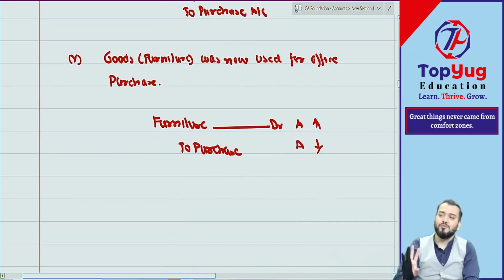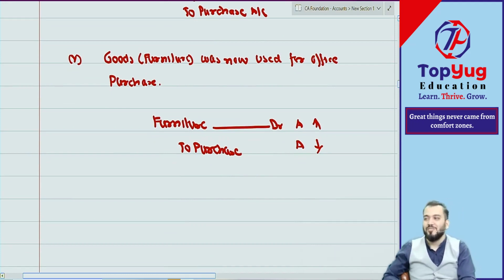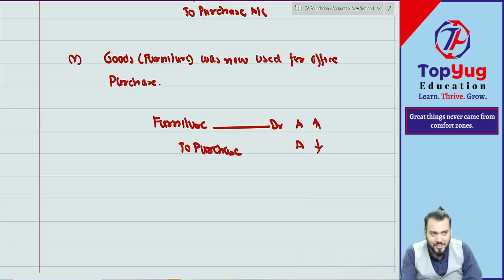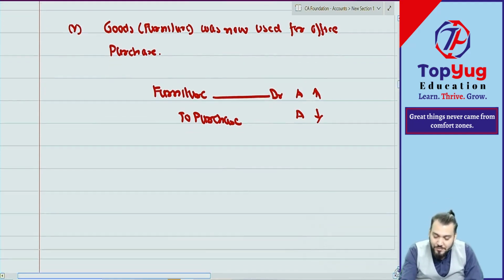Now, how many rules have we done? Three rules. Let me revise and come. Rule number one is what? Separate entity concept. Rule number two is what? Money measurement concept. Rule number three is what? Dual aspect concept. Any doubt in these three rules? No doubt? Correct. Can we start with rule number four?